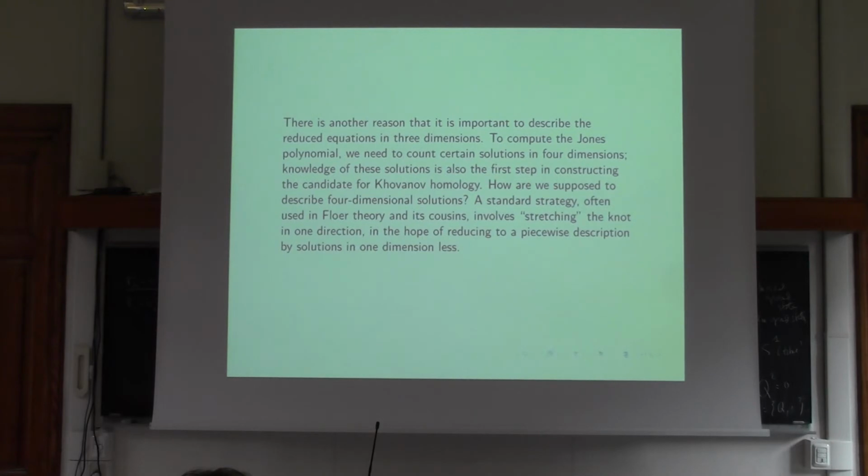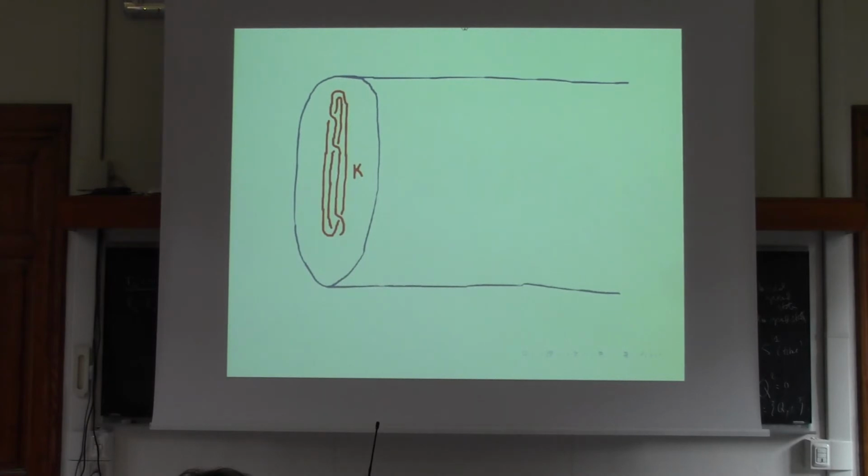Well, there's a standard strategy often used in Floer theory and its cousins, in which you stretch things in 1 dimension, hoping to reduce to a piecewise description by solutions in 1 dimension less. So here's the picture I've always drawn, but I'm stretching it. So here's the knot in the boundary, but we've stretched it. So now if we think that this direction is time, and admittedly, that's the third different thing I've called time in these lectures.